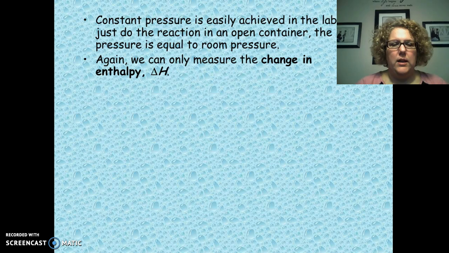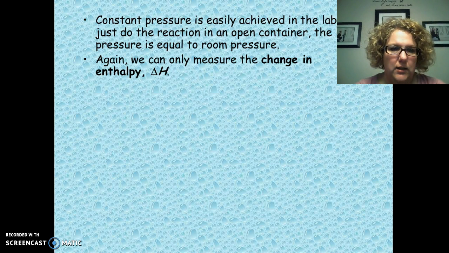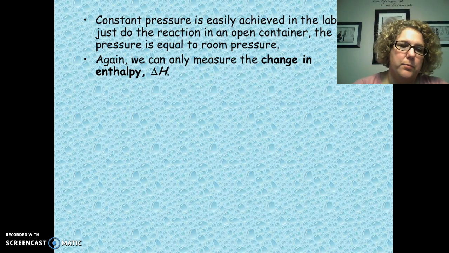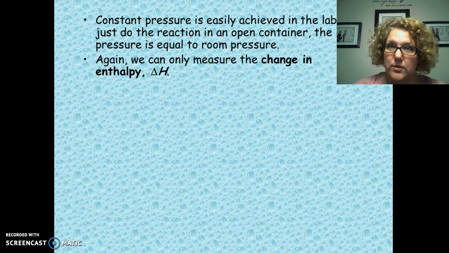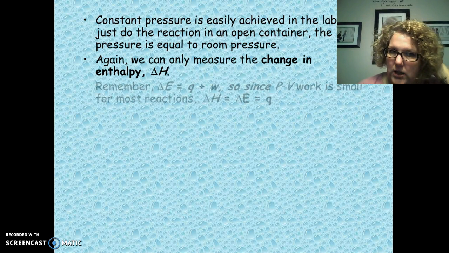All right, so again, we can only measure the change in enthalpy, just like we can only measure the change in energy. We talked about getting delta E is simply Q plus W in the previous section. Same thing here. There's no way to stick a probe inside the little molecules and figure out exactly how much energy they have at a given moment. All we can do is figure out how much energy they've gained or lost. Same thing with enthalpy. We can only measure the change in it. We can't determine exactly what the initial enthalpy was and what the final enthalpy was. We can just calculate the change.